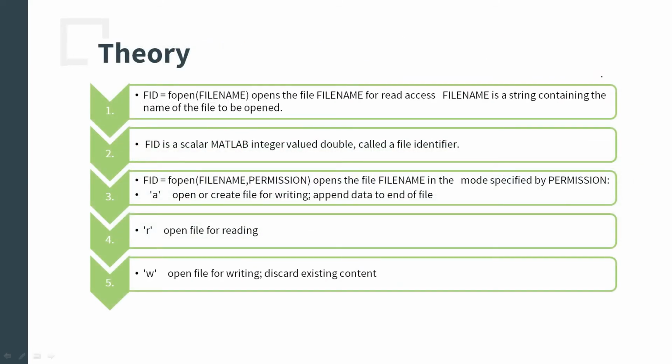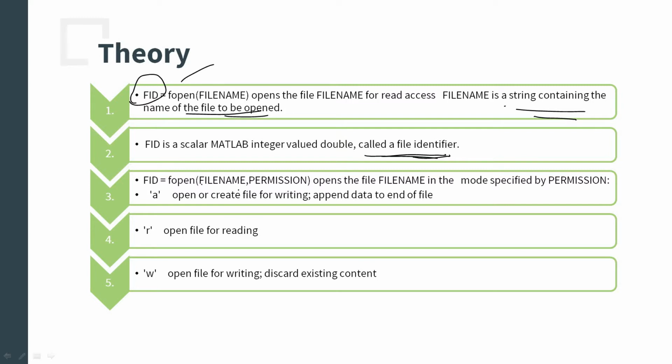So the commands we will be using: fid is equal to fopen, bracket, file name. What it will do is open the file name for read access. File name is a string containing the name of the file to be opened. Then fid is a scalar MATLAB integer value of type double called a file identifier. So fid stands for file identifier.